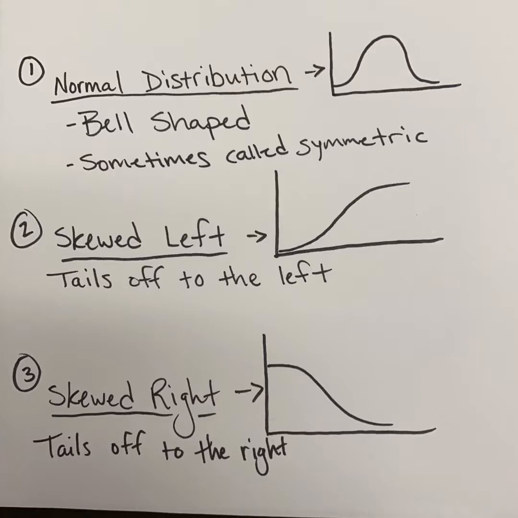I always think about, what if I poured a glass of water on this? Which way would it flow? Well, if I poured it on graph number two that's skewed to the left, the water would flow to the left. The histogram on number three is skewed to the right. It tails off to the right-hand side, or it tapers off to the right-hand side. If I were to pour a glass of water on that, it would flow to the right.